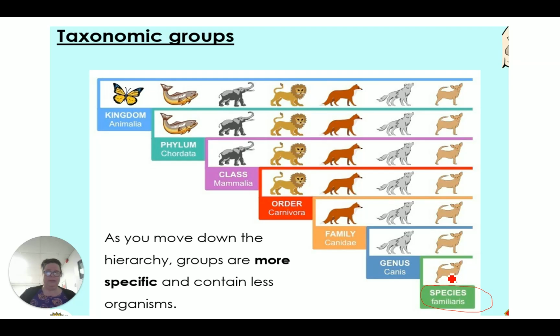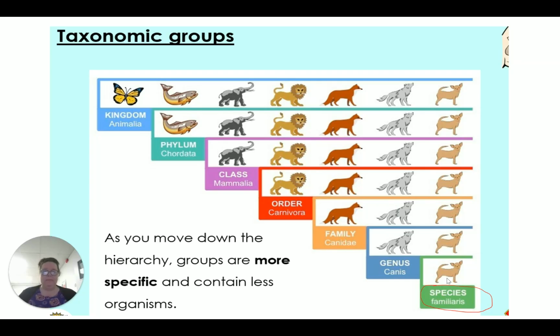This is our little dog down here. So the further we go down, the more specific they are, and they've got fewer organisms in. And the reason it's called classification and taxonomy is that these are taxonomic groups. So these are groups that animals or plants belong to.